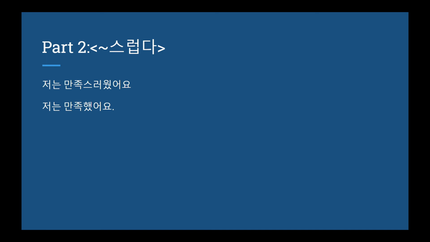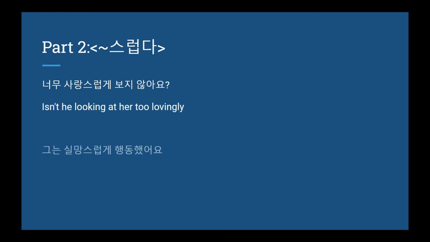Let's look at two quick examples using the adverb form of 스럽다. 너무 사랑스럽게 보지 않았어요? Isn't he looking at her lovingly? Or too lovingly? 그는 실망스럽게 행동했어요. He acted disappointingly, or in a disappointing fashion.